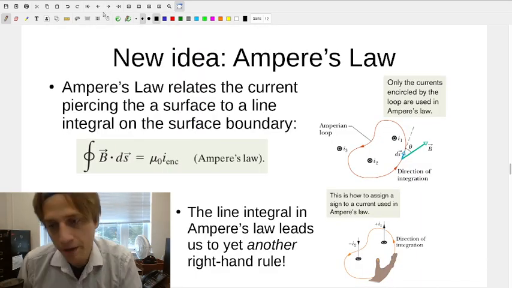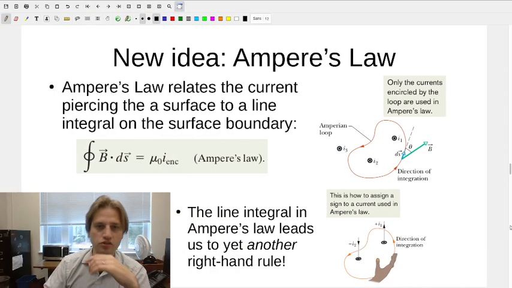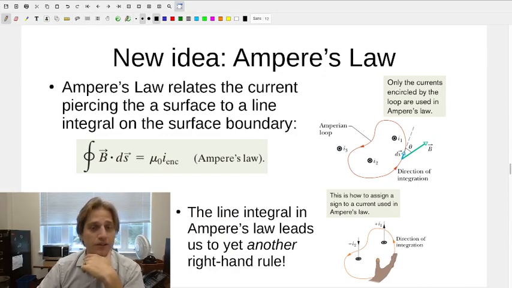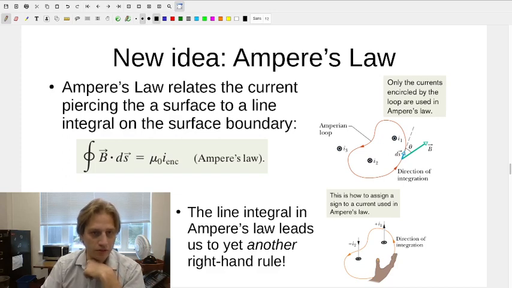All right, so after all that talk, we're finally going to get to the new idea for today. Ampere's law is essentially an analog to Gauss's law, except for currents and magnetic fields instead of for charges and electric fields. So what does it say? It relates the current piercing a surface, typo, to a line integral on the surface boundary. So what do I mean here?